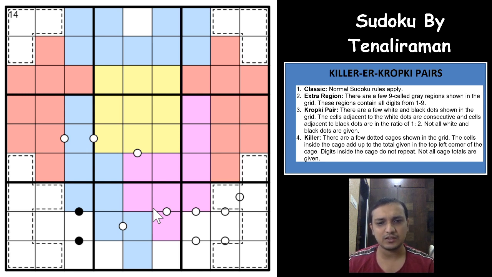When you have the word pairs inside the variant, that means that not all dots are given. Wherever the dots are given, those cells have to be consecutive, and wherever the dots are not present, it can still be consecutive or not consecutive. It depends, it may or may not be. And with that, we'll start solving this Sudoku.